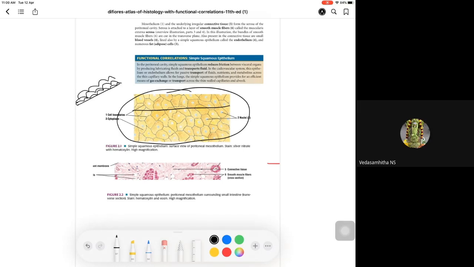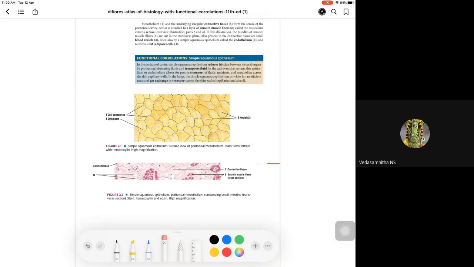Veda Padima, 2.1. Simple squamous epithelium, surface view of peritoneal mesothelium, stained silver nitrate with hematoxylin, high magnification. What do you see there? You read the labels also. One is cell boundary, sir. Okay. 2 is nuclei. Yes. 3 is cytoplasm. The nucleus is very lightly stained because it's a silver stain.